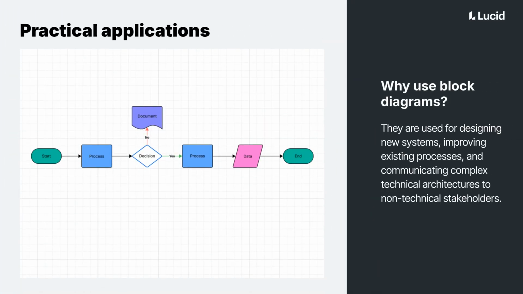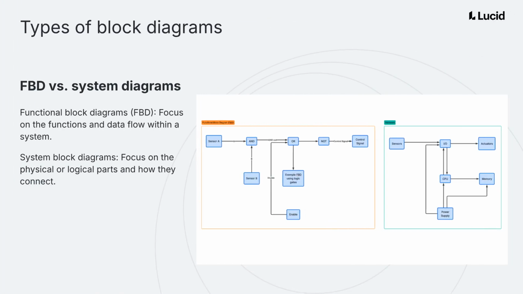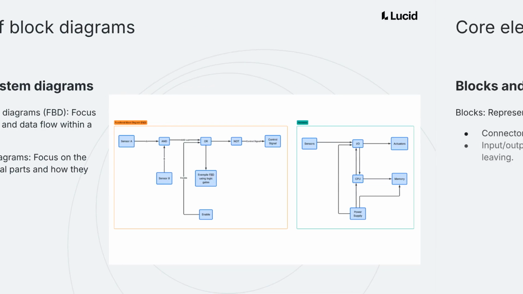What is a block diagram used for? They are essential for designing new systems, troubleshooting existing processes, and making complex technical architectures easy for any stakeholder to understand. When choosing types of block diagrams, consider functional block diagrams or FBDs to track data flow, or system block diagrams to map out physical and logical component connections.